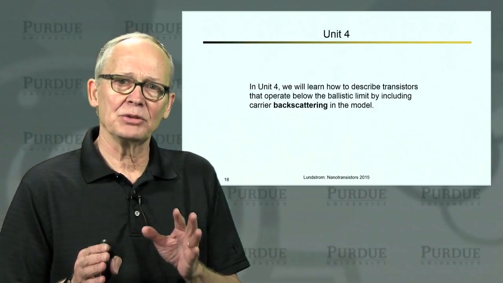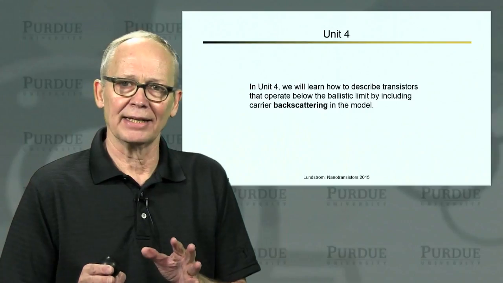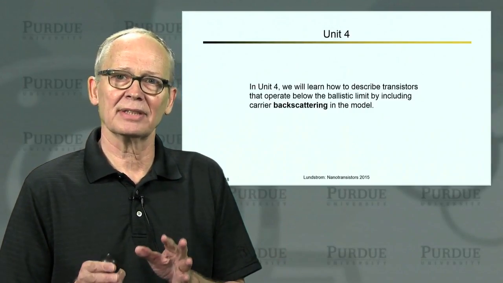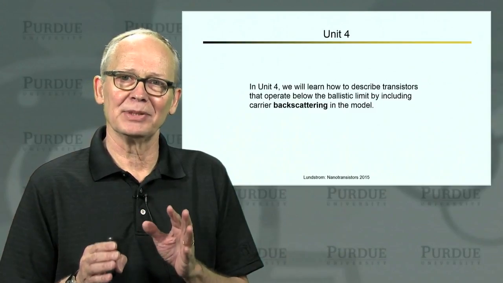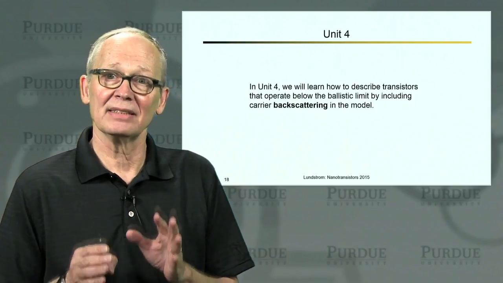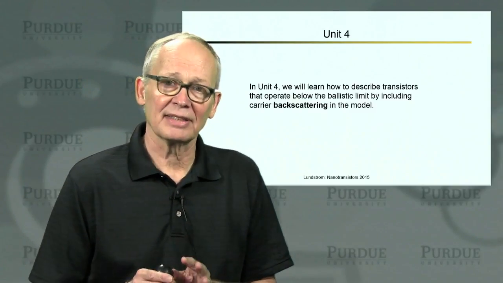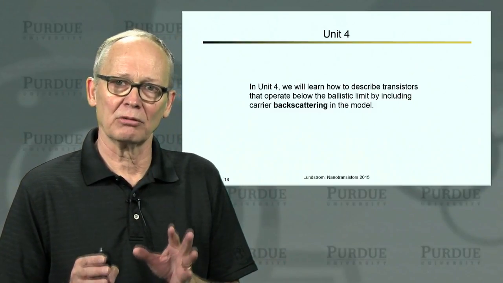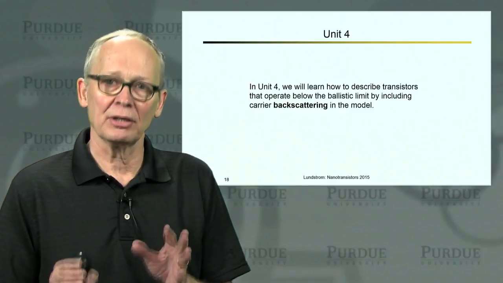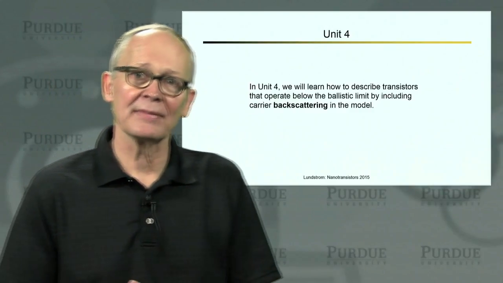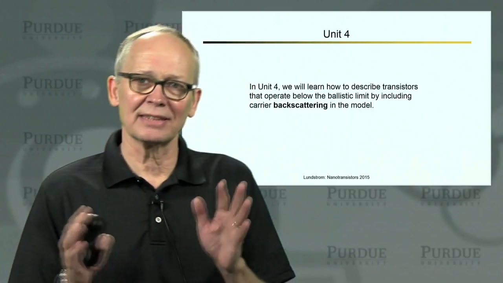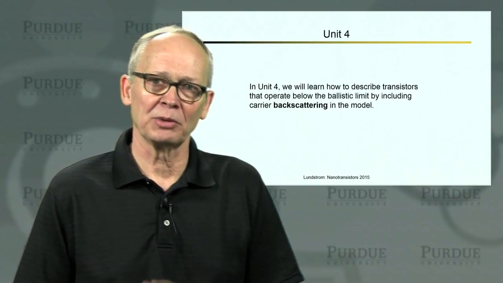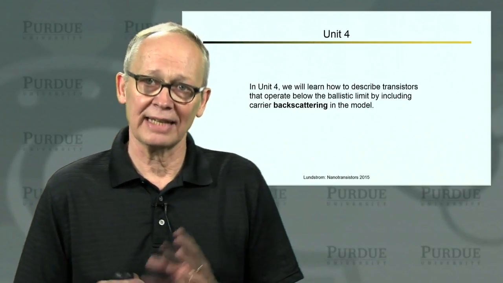So in Unit 4, what we will add to our model is carrier backscattering. The reason that devices deliver less on current than the ballistic MOSFET is because the transmission is not exactly 1. It is less than 1. And we'll discuss how we treat scattering and how we generalize our model to these more realistic cases in Unit 4. Now, before we do that, in the next lecture, I'll just briefly summarize the key things that we've covered in Unit 3, just to be sure we're all ready to head on to Unit 4.